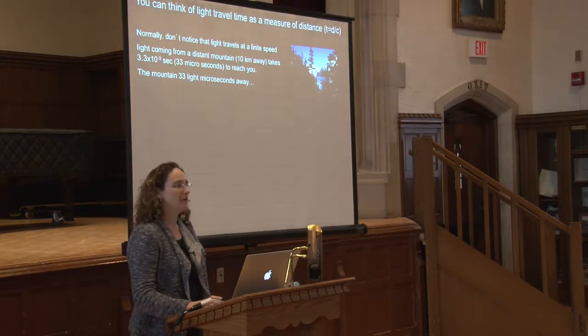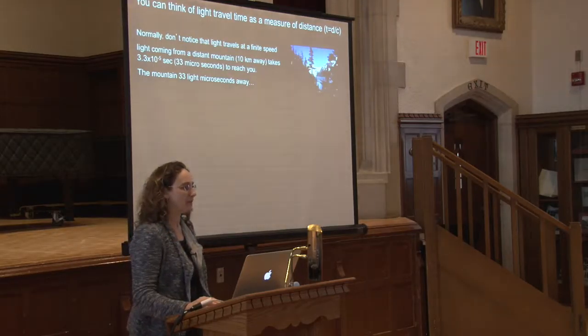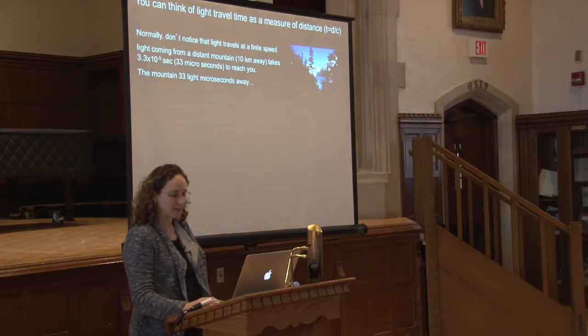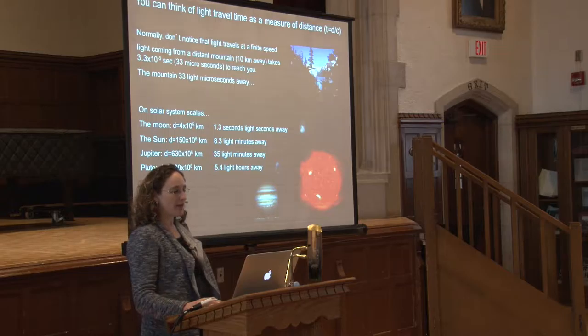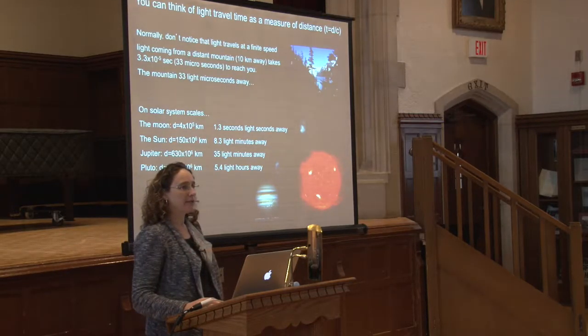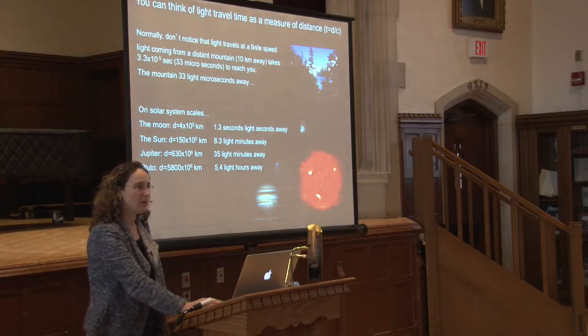If you look at light coming from a distant mountain, something like 10 kilometers away, it takes about 33 microseconds for that light to get to you. That doesn't really change your perception of what's going on with that mountain. But if you look further away, at our moon, you see it as it was just over a second ago. If you look at our sun, you see it as it was 8 minutes ago, and so on.